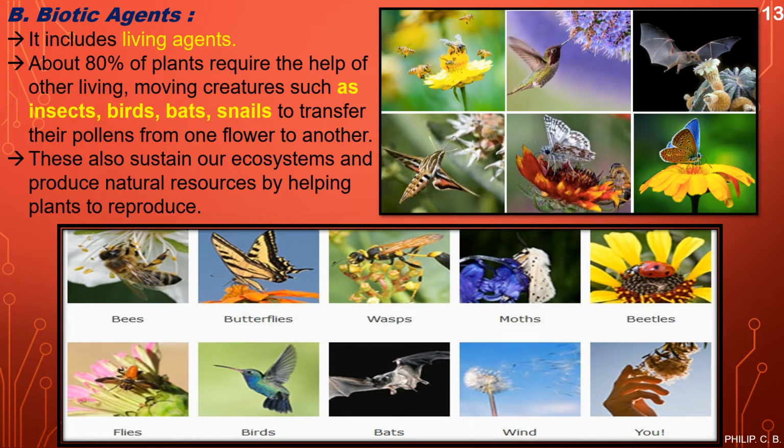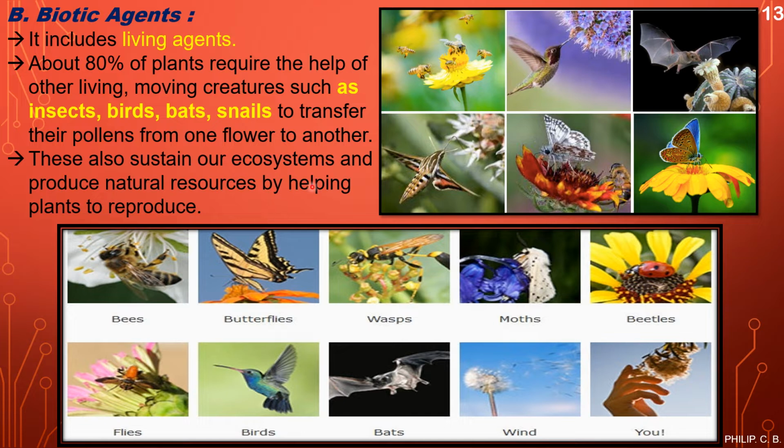Now, next coming to the biotic agents. Biotic agents include the living agents or living organisms. About 80% of plants require the help of other living or moving creatures such as insects, birds, bats, and snails to transfer the pollen grains from one flower to another. As you already saw various examples and animation images, a few more we are going to observe further. These also sustain our ecosystem and produce natural resources by helping plants reproduce. So what do these living agents do? They help us maintain the ecosystem and also help in reproduction, correct?